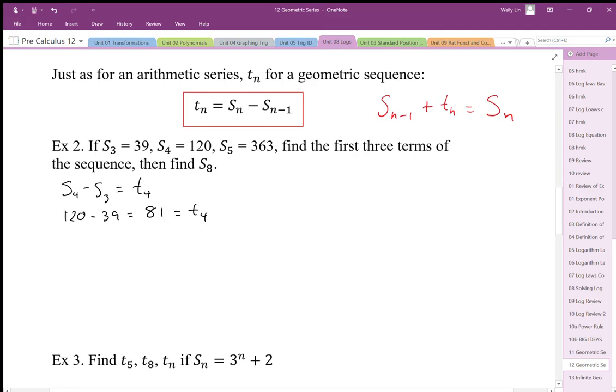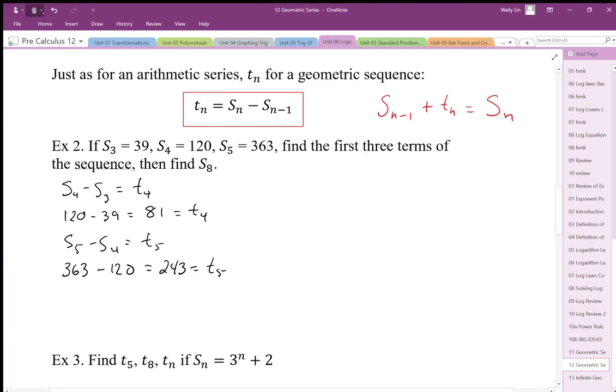Well, that's useful. And here, notice that I got consecutive terms, so I can do S5 minus S4, and that's going to give me the 5th term. 363 minus 120 is going to give me 243, which is my T5.